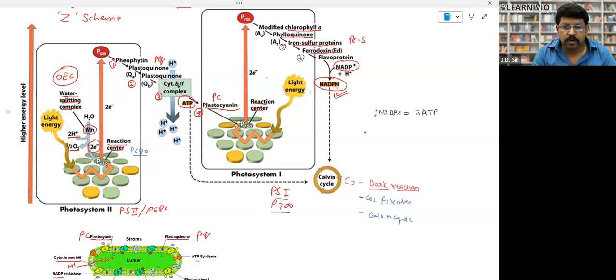Note down right now. You need not make the whole diagram. You have to note down the P680 reaction center, this H2O, 2H, half O2, electron, then pheophytin, then plastoquinone, then cytochrome b6f, then plastocyanin. Then only you have to make P700, not this antenna complex, P700. Then plastoquinone, then iron sulfur complex, then ferredoxin and NADP. That is the only thing which you have to draw. Okay, Martin? Yes, sir.